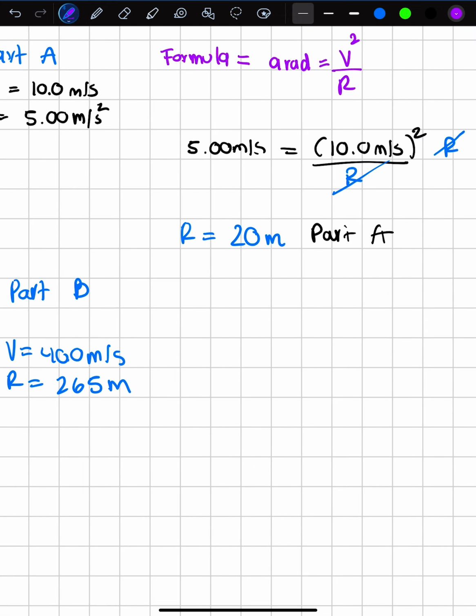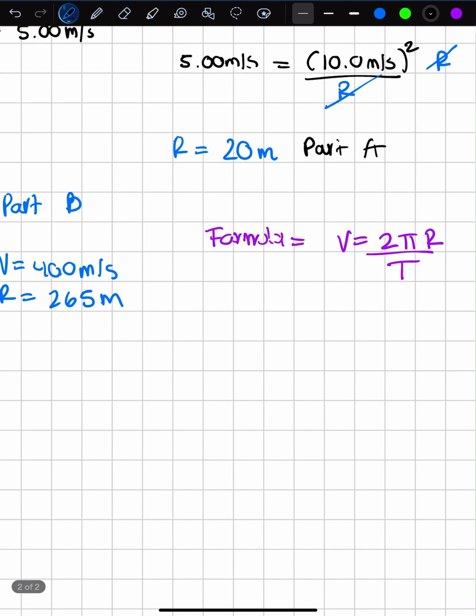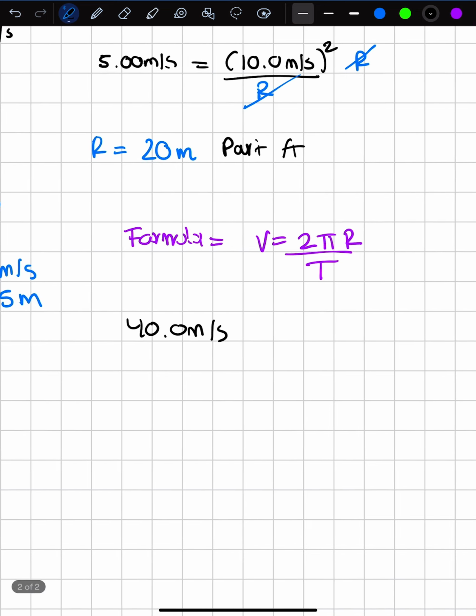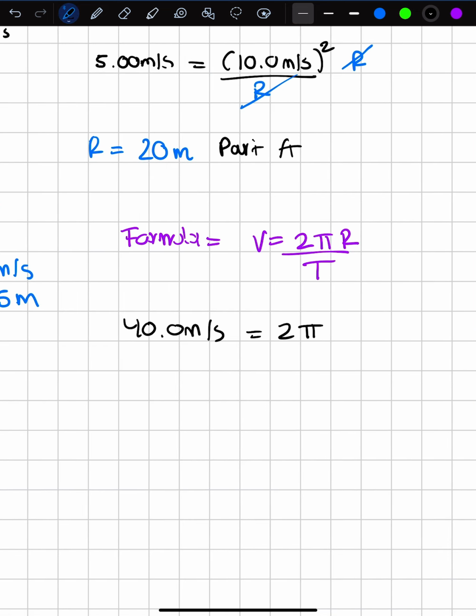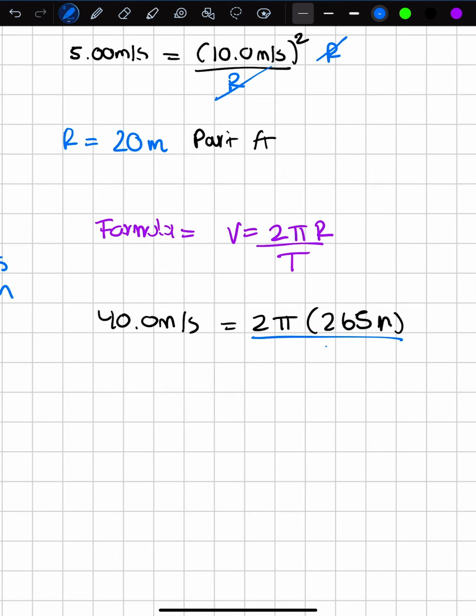So now we're going to use a similar formula, but since they're asking us for the period of the motion, we're going to use a formula that includes that. Let's put this here. It's going to be velocity equals 2 pi times radius over period. So let's plug in what we have. We have the velocity, 40. Let's do 2 times pi, then we have our radius, 265, over the period, which is what we want.